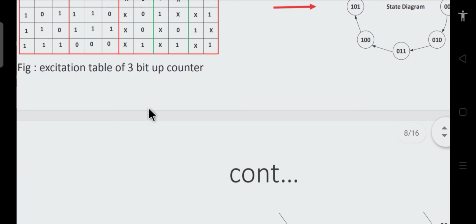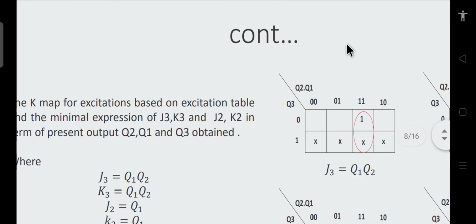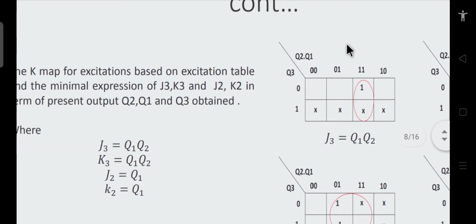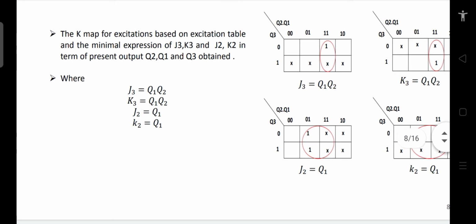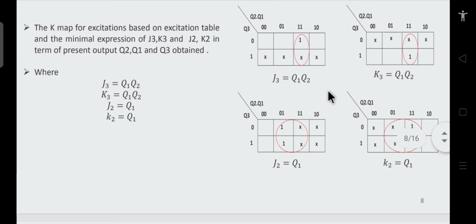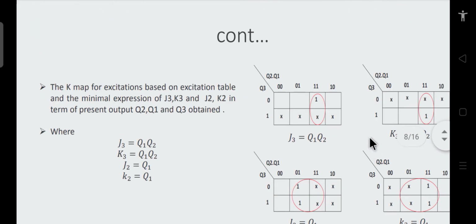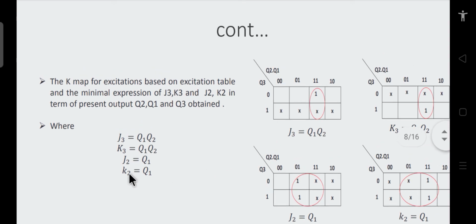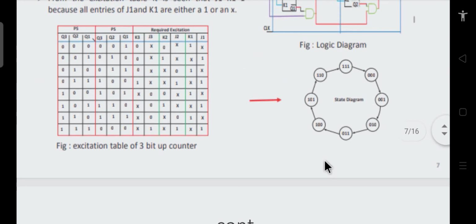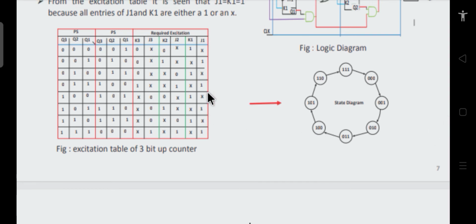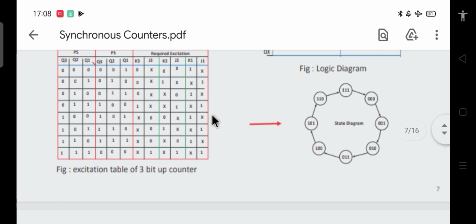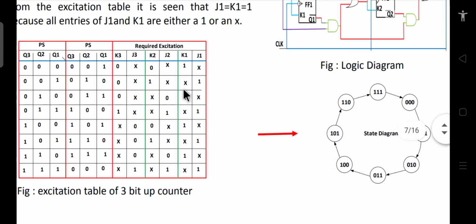Now after writing the excitation table from the state diagram or otherwise, you can write the K-map for it, simplifying the K-map for each of these inputs J3, K3, J2, K2 and J1, K1. For J1 and K1, you will directly see by observation from this table that you can write the equations.